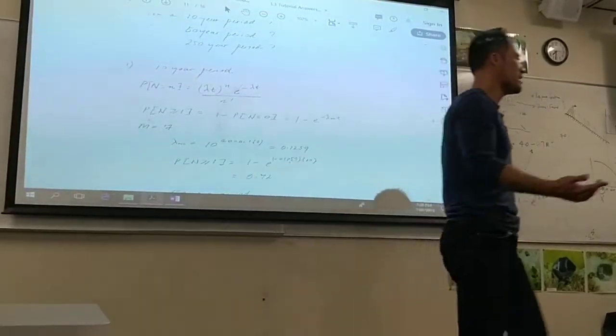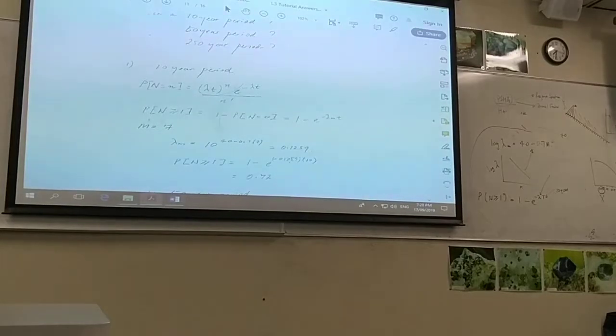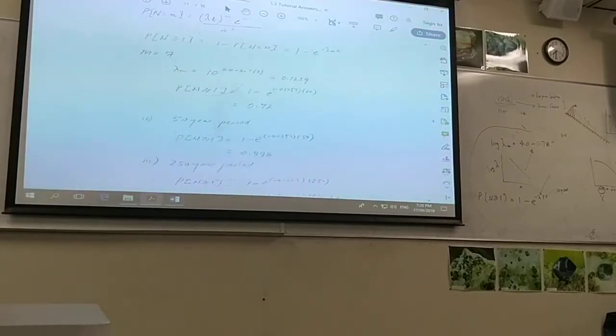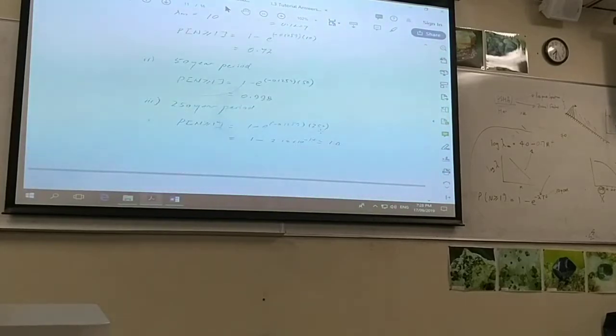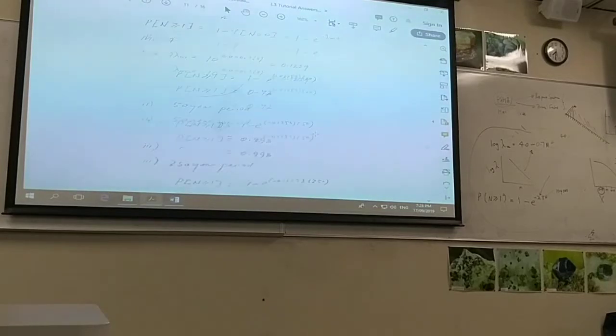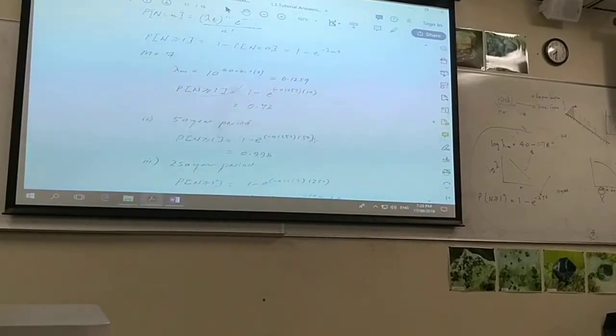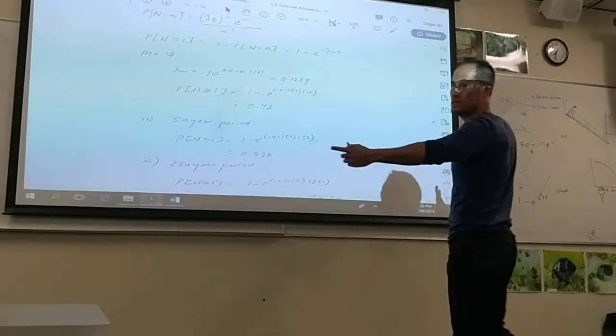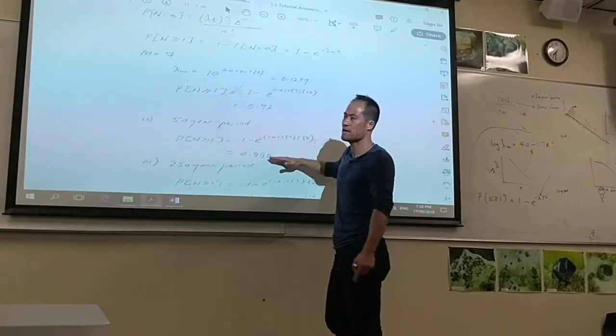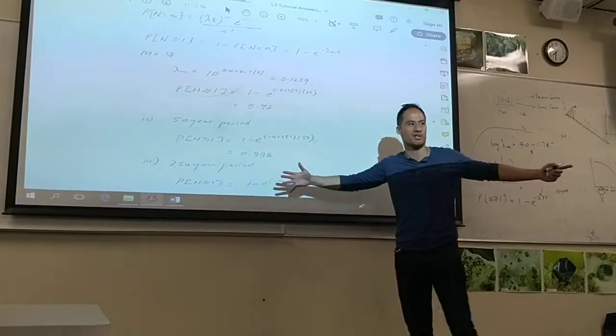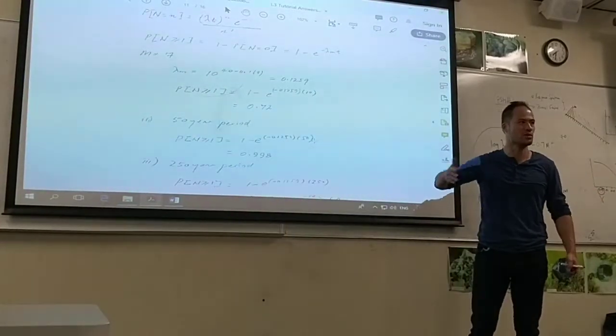So you have to do that in the assignment. And same thing here, 50 years, you just change the number of years. And 250 years, change the number of years. So what can you see happening here? Obviously, the longer the period of time, the larger the probability gets, because there's more time for an event to occur.